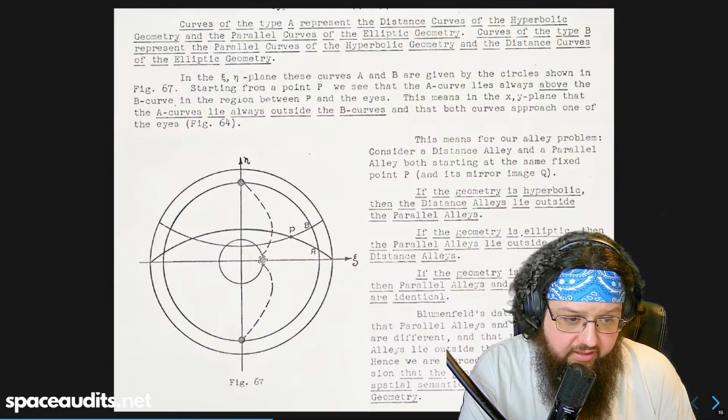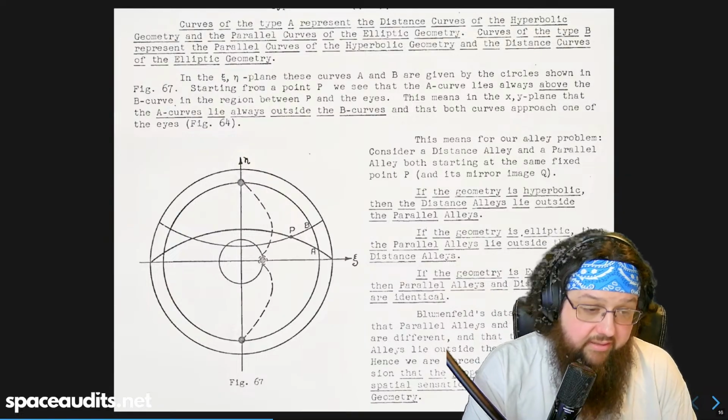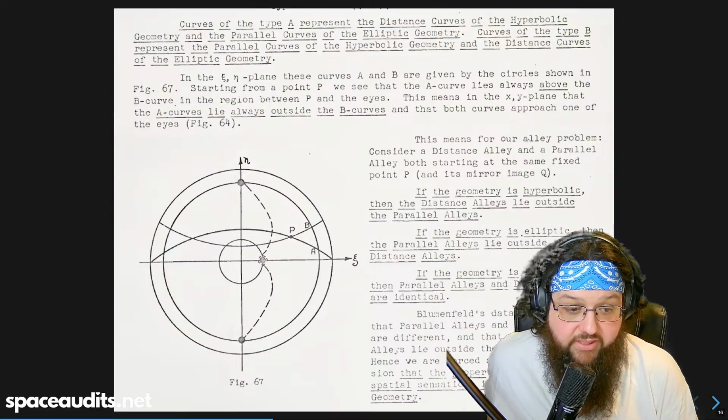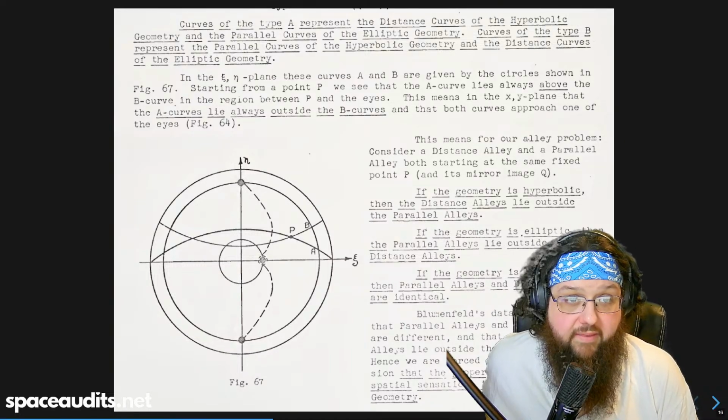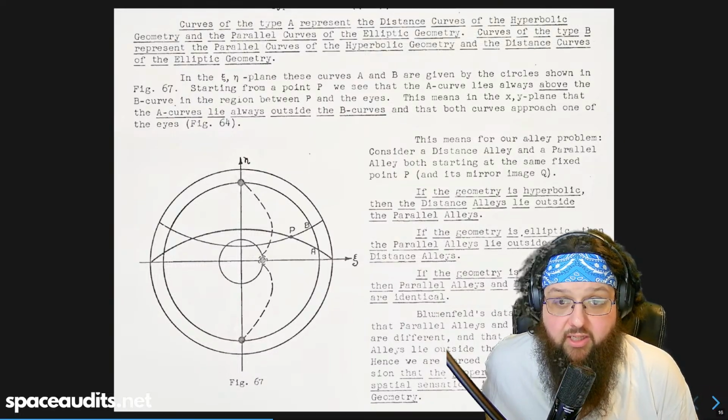So Bloomfield's data consisted of parallel alleys and distance alleys at different distances. He basically determined from that that our visual sensation, or spatial sensation, is of hyperbolic geometry. So this is a falsification of Euclidean optics.